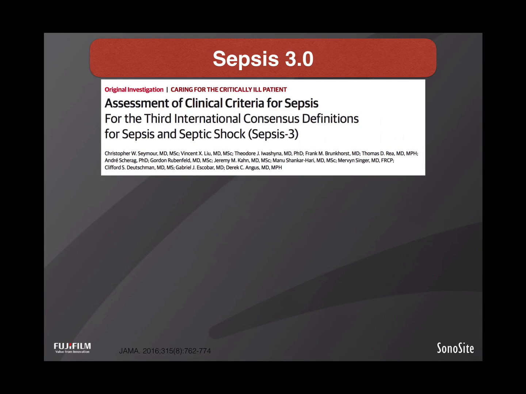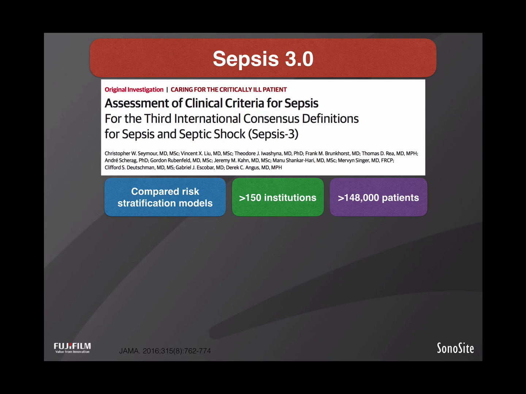This international group of sepsis specialists looked at different risk stratification models for sepsis and patient outcomes in a large retrospective study which involved over 150 institutions and close to 150,000 patients. What they recommended from this analysis was that you don't need to have the SIRS criteria anymore, you don't need to have sepsis, you really just need to start out with severe sepsis or signs of end organ dysfunction.